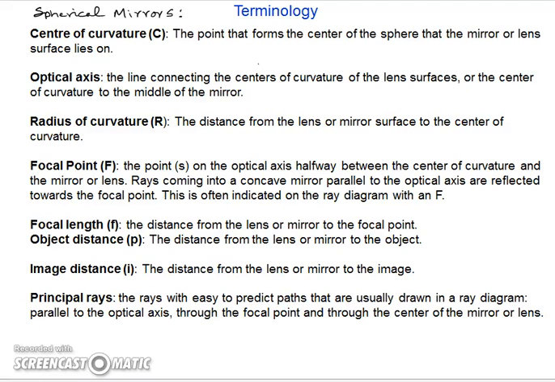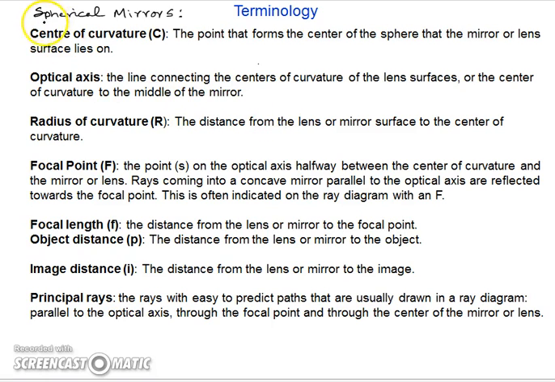All right, in this lecture, we'll talk about spherical mirrors. Before we go on to the image formed by spherical mirrors, we need to cover some of the terminologies. We will use some of these definitions. Although here we are covering spherical mirrors, these definitions are also valid for lenses, which we will cover in our next lecture.